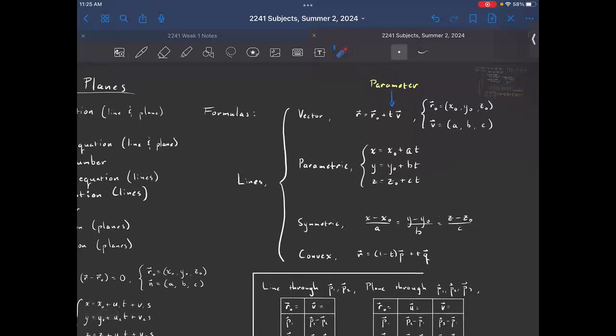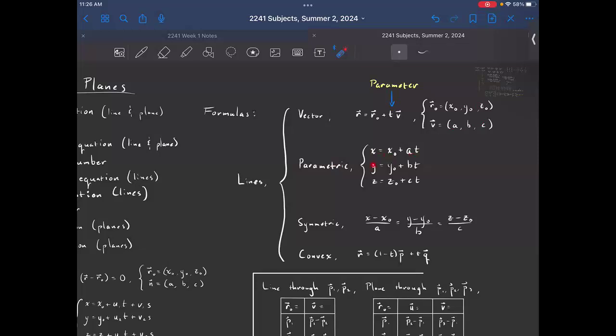We're going to start with all of the equations for lines. Now, we have the vector equation, which is probably the simplest to write down. And it looks like this. Any point on the line is represented by a starting point plus some scaling parameter times the vector going in the direction of the line. And those are usually written this way, r0 and v.